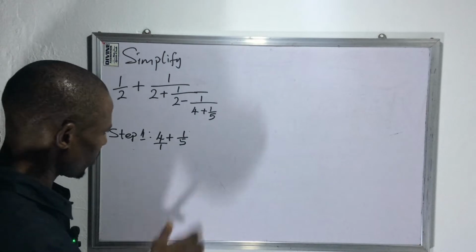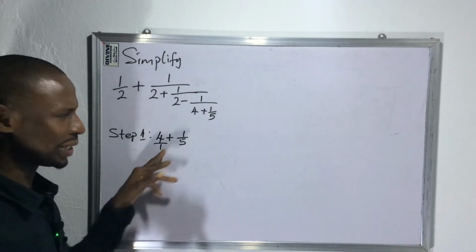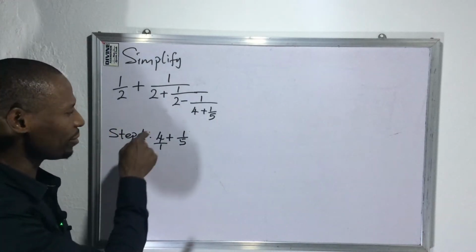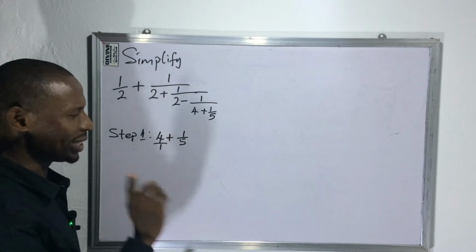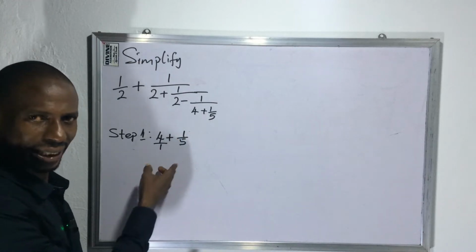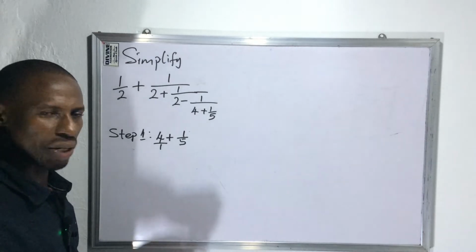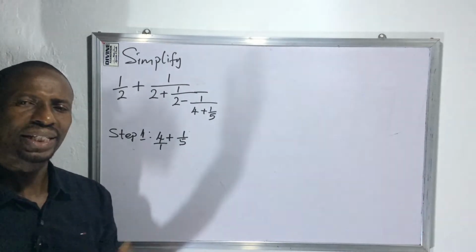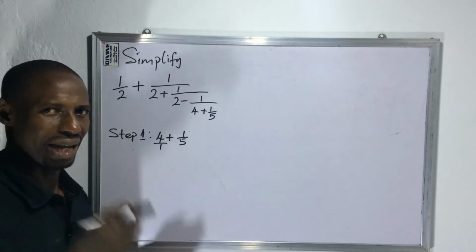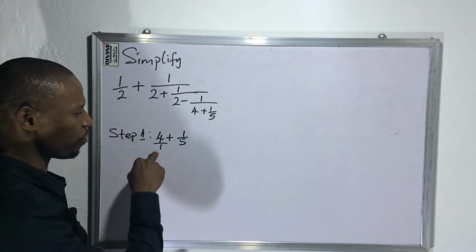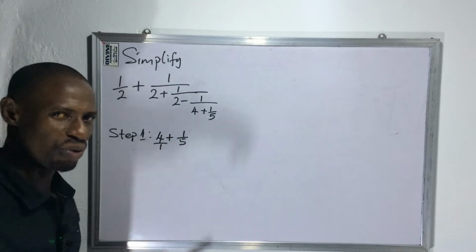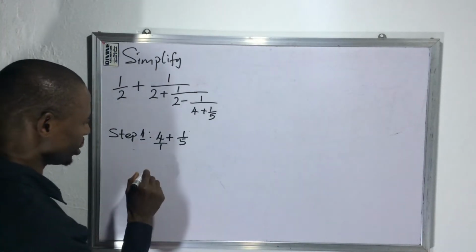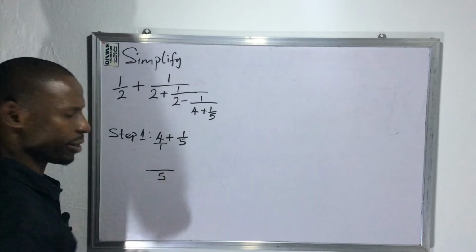So we proceed. Now that we have 4 all over 1, and on this other side 1 all over 5, we cannot add 4 and 1 together. Neither can we add 1 and 5, the denominators, together. Why? Because they do not have a common denominator. So we make them have a common denominator. How do we do that? We look for the LCM of 1 and 5. From your elementary mathematics, the LCM of 1 and 5 is 5. So you bring down and write 5 here.